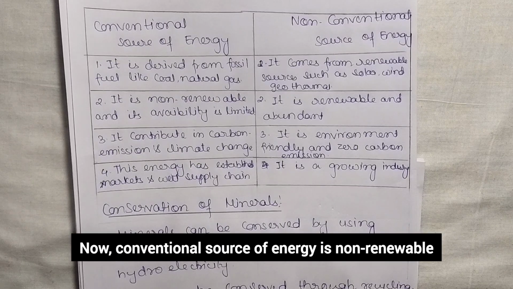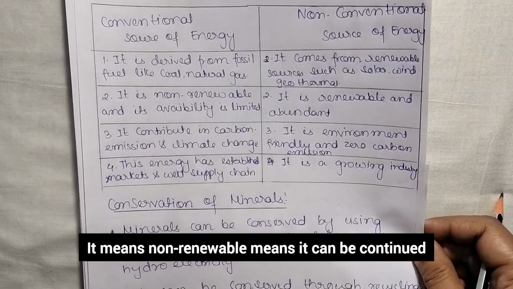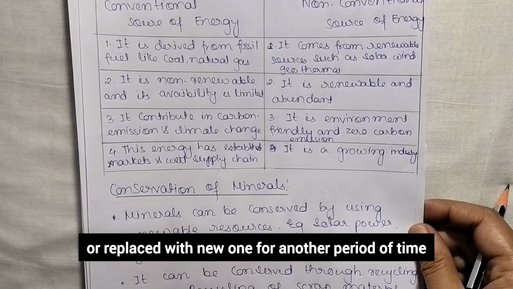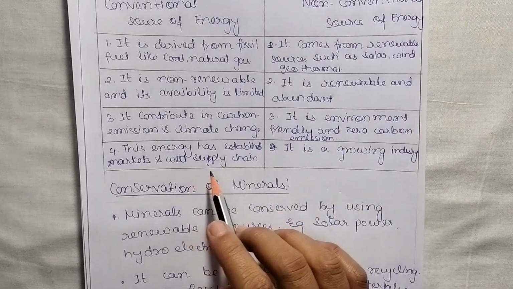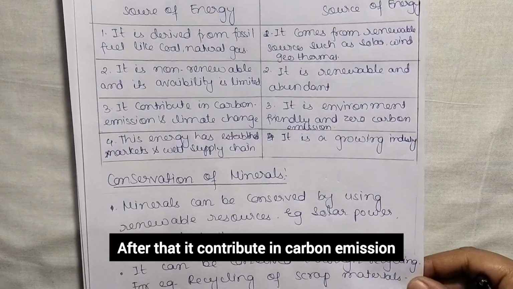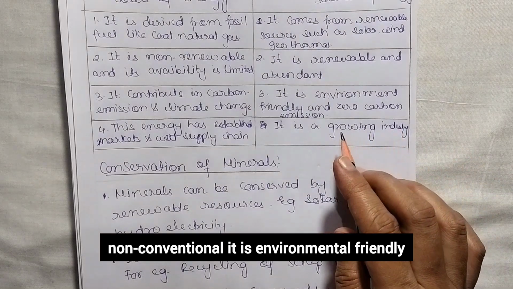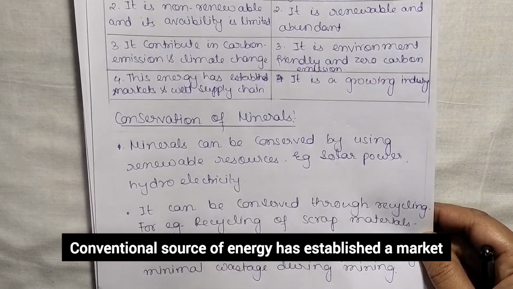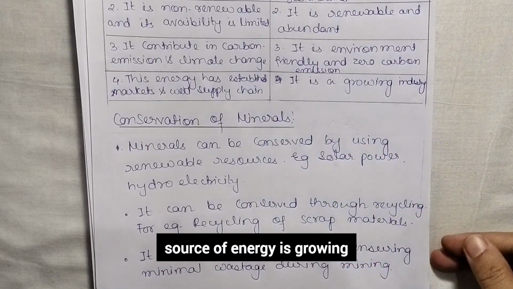Now conventional source of energy is non-renewable and its availability is limited. Non-renewable means it cannot be replaced with a new one within a period of time. And non-conventional is renewable and abundant. After that, conventional sources contribute to carbon emission and climatic change, whereas non-conventional is environmentally friendly with zero carbon emission. Conventional source of energy has an established market and a well-developed supply chain, whereas non-conventional source of energy is growing.